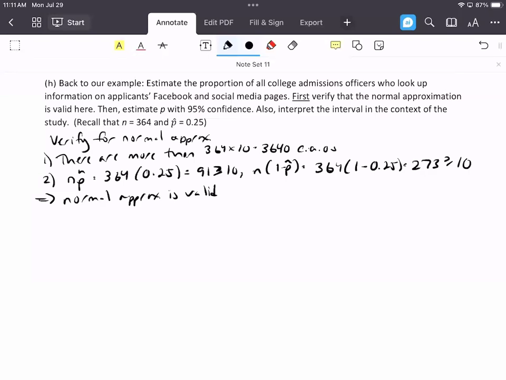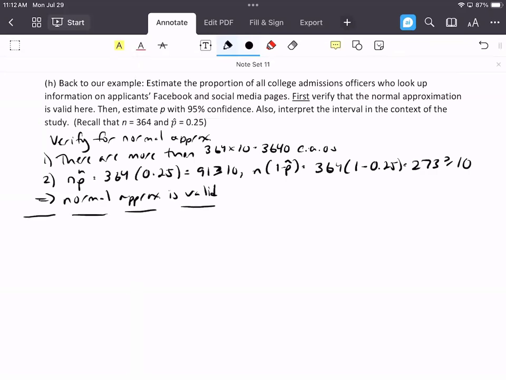So things you should have checked were, one, the population, that 10% rule. In other words, that the population is at least 10 to 20 times the size of the sample. And we can say confidently there are more than 3,640 college admissions officers in the population we're looking at. And two, n times p hat and n times 1 minus p hat are both at least 10. So we want to draw a conclusion here. We don't want to just do the two steps and be done. We want to then say, well, the normal approximation is valid.